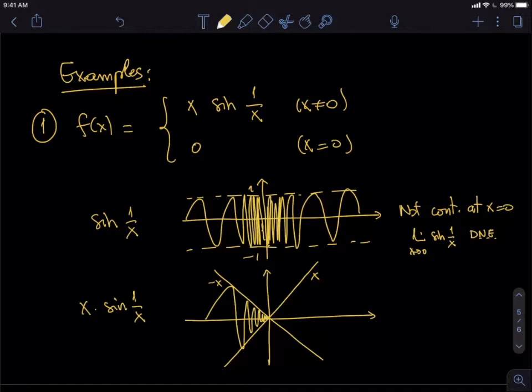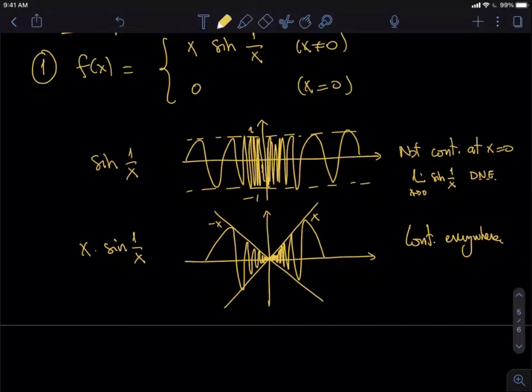And again, it will oscillate faster and faster as we approach 0. Okay, so here, the effect of these two lines is to concentrate all the oscillation into the point 0. So that's the reason why we are adding this f of 0 equals 0, because then this one is going to be continuous everywhere. Okay.